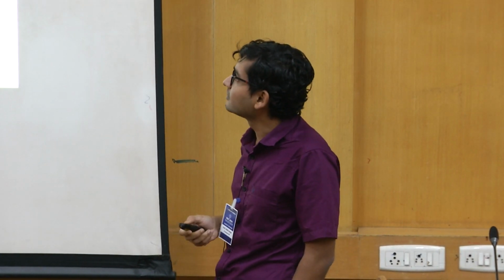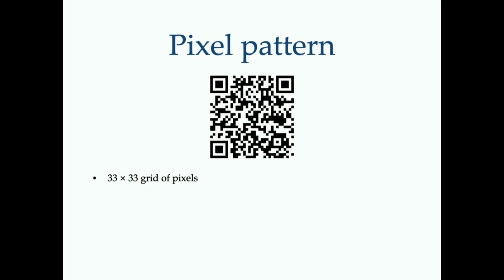So this is version 4, which I am showing you. Here 33 cross 33, that means you have 1089 total bits, right? These many pixels you have. So each pixel is 1 bit. So you have so many bits. That means roughly 136 bytes.